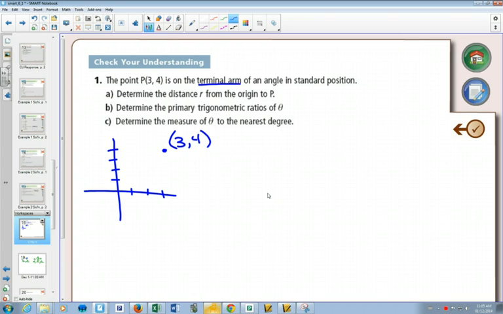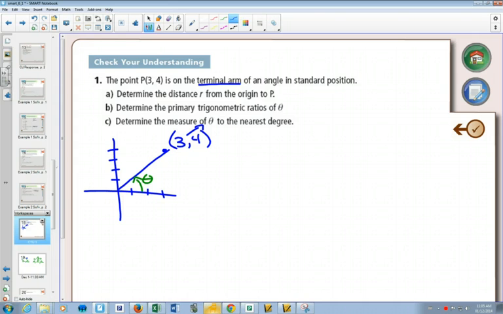We know that a standard angle always starts at the positive x-axis. It's going to stop, and it's going to be going through that point. So 3, 4 is on that, and our standard angle starts from the positive x-axis and goes to that terminal arm. We're going to call that angle theta.